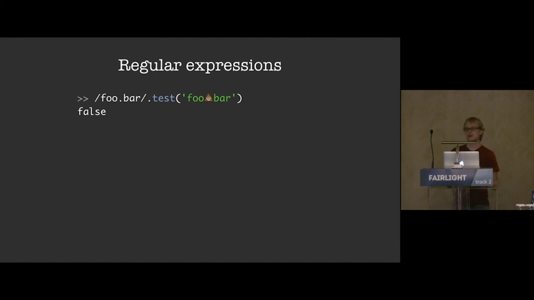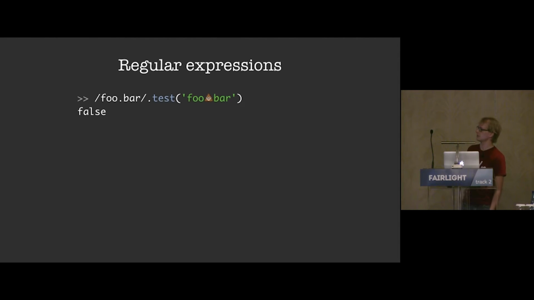Now, let's talk about regular expressions for a bit. The dot operator in a regular expression matches a single character, as you probably know. But because JavaScript exposes these surrogate halves as if they were separate characters, it will never match an astral symbol. So in this case, I would expect foo.bar to match the string foo pile of poo bar, but in JavaScript that's just not true. So let's think about that for a second.